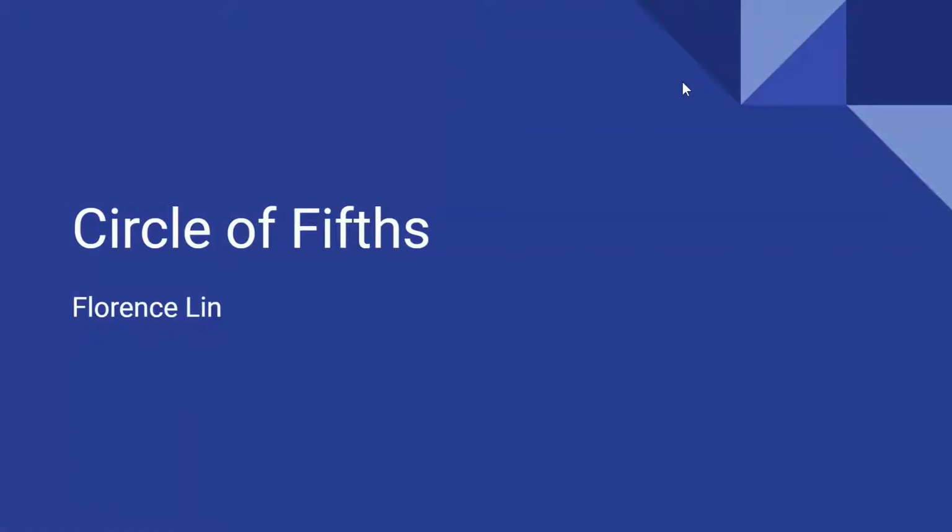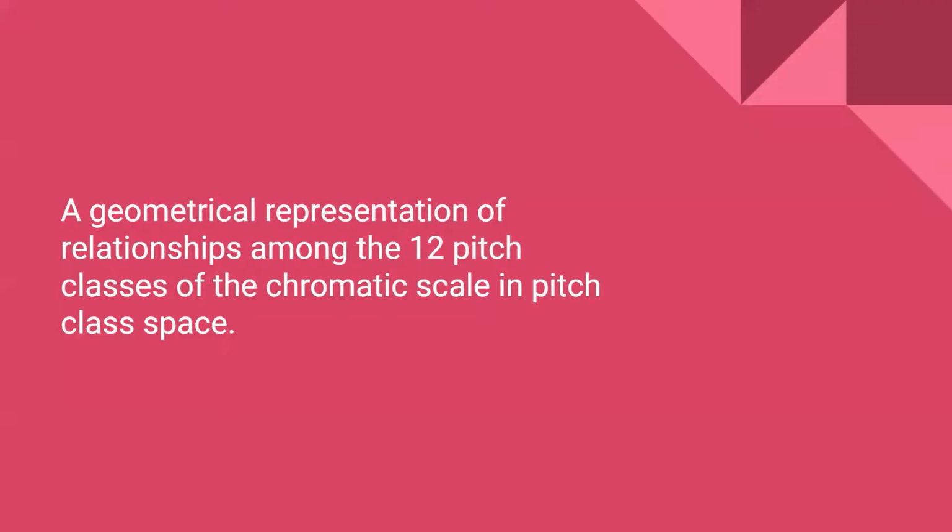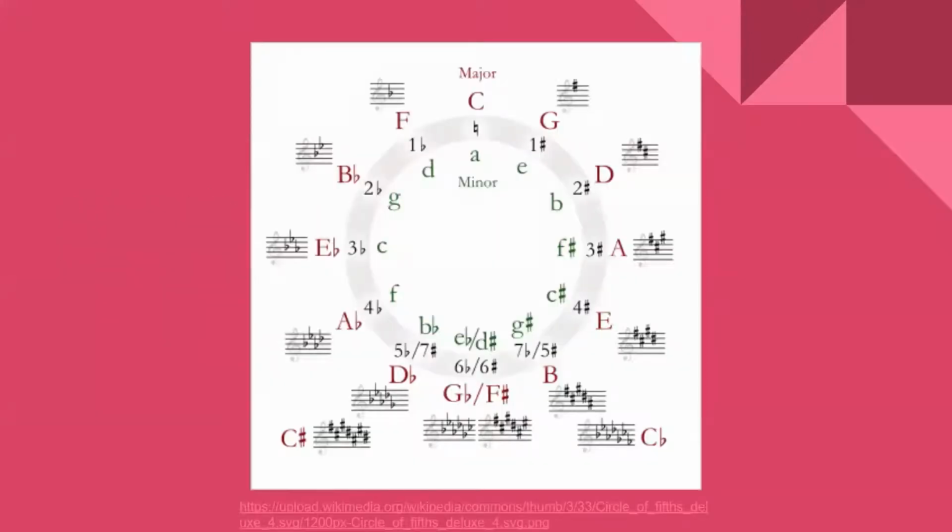Hi, today we will be discussing the circle of fifths. The circle of fifths is generally defined as a geometrical representation of relationships among the 12 pitch classes of the chromatic scale in pitch class space. This is an example of one.